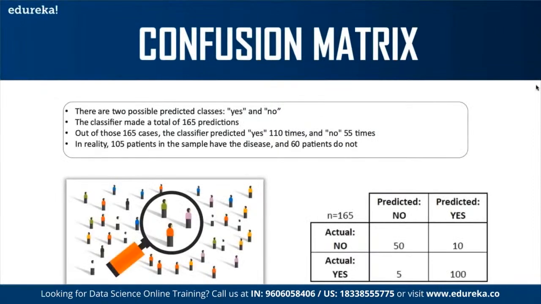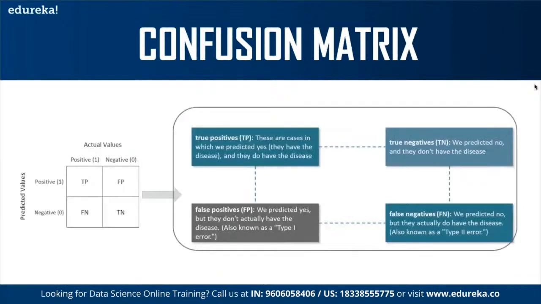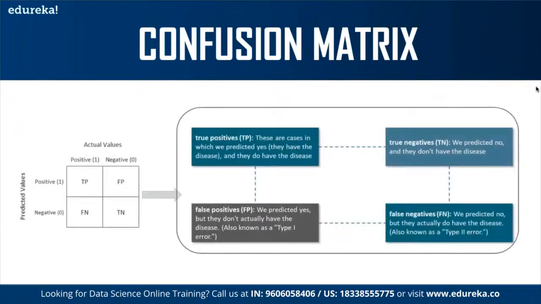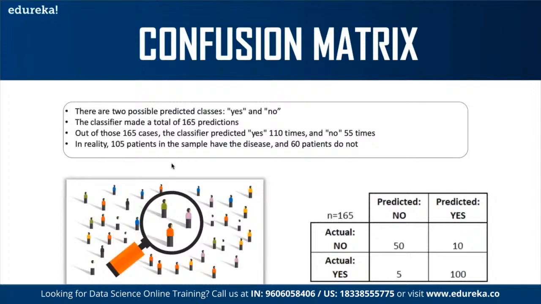Now, we have the confusion matrix that we studied here. Let's link it to a small use case. For example, there are two possible predicted classes here, yes and no, and the classifier made 165 predictions. Let me first show you what exactly the problem statement is. In reality, there are 105 patients in the sample that have a disease, whereas 60 patients do not. So the total number of patients is 165.